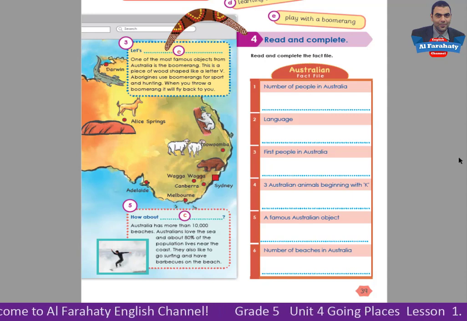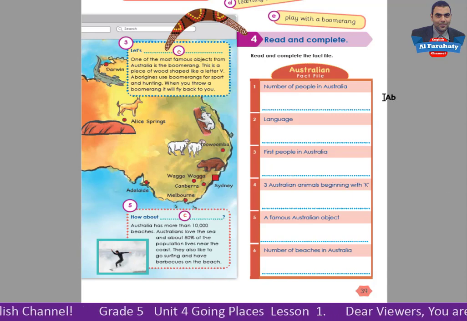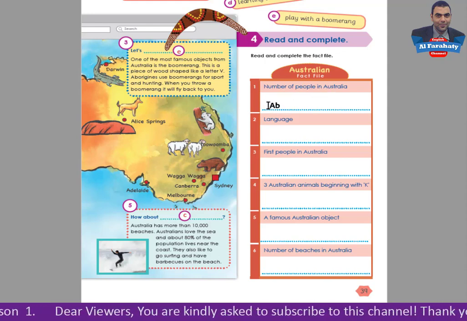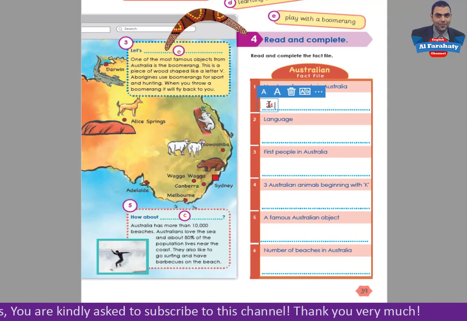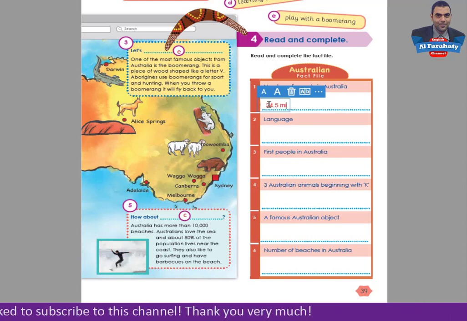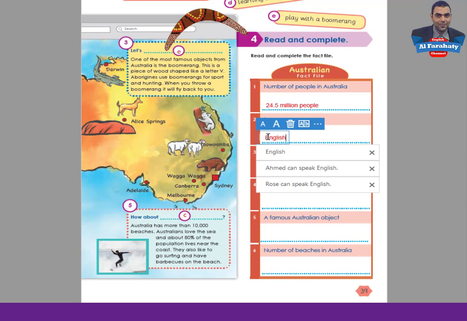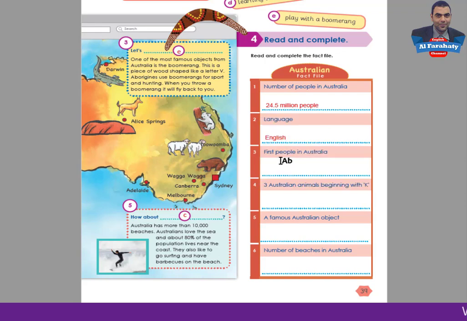Hello again. Let's complete this fact file. Number 1. Number of people in Australia. Yes, 24.5 million people. Number 2. Language. Yes, excellent. English. Thank you. 3. First people in Australia. Aborigines. Yes, excellent.